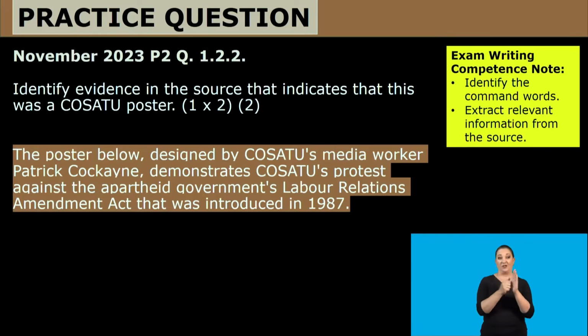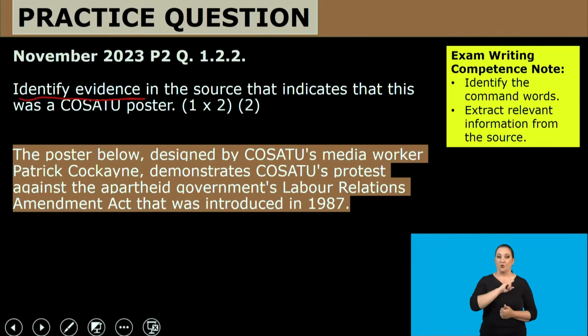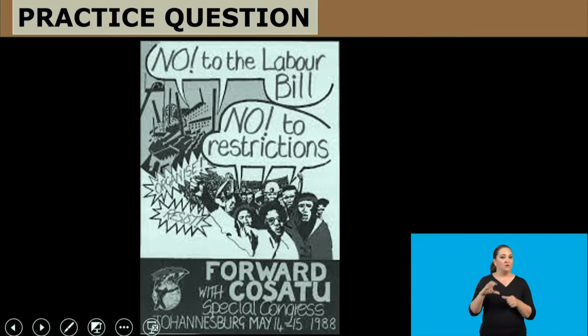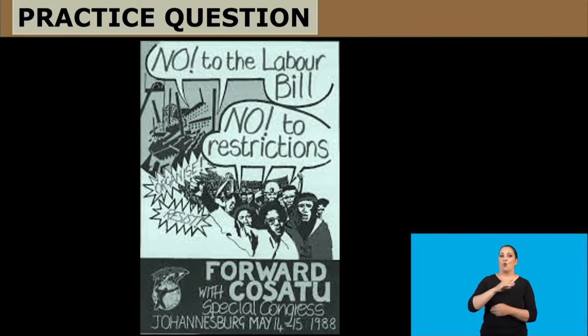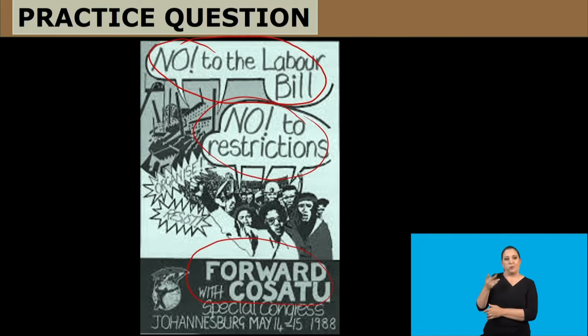So now you have to identify evidence, so that means the visual clues in the source that indicates that this was a COSATU poster. So this is the poster there. You can see it says no to the Labour Bill. I'm going to circle that. No to restrictions. And then it also says forward with COSATU Special Congress. So you can see the words COSATU are included in the poster there.